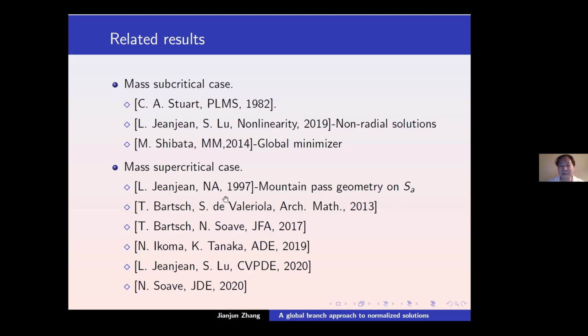Actually, Zhang found a new argument to find some mountain pass geometry on S_a, then he can prove that there is a bounded Palais-Smale sequence on the sphere S_a. Then he proved the existence of a normalized solution in the supercritical case. Also, Jeanjean and Lu consider the existence of sign-changing normalized solutions.